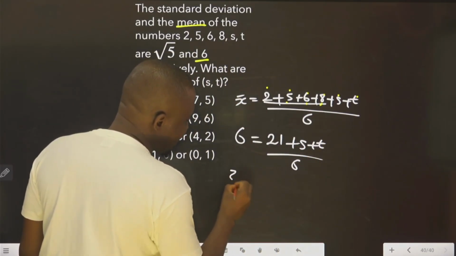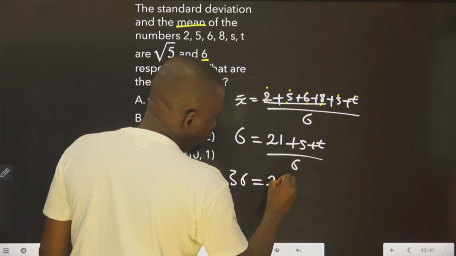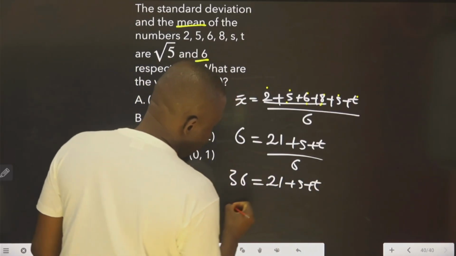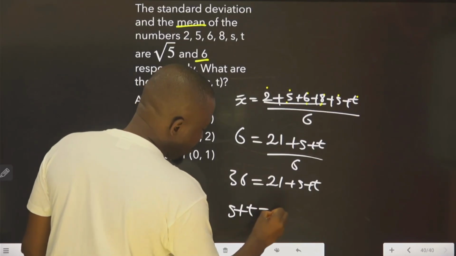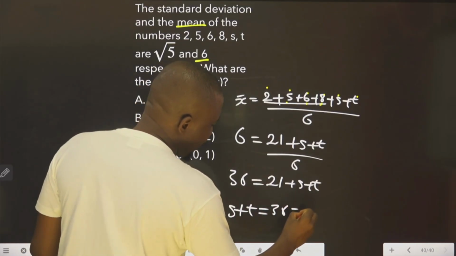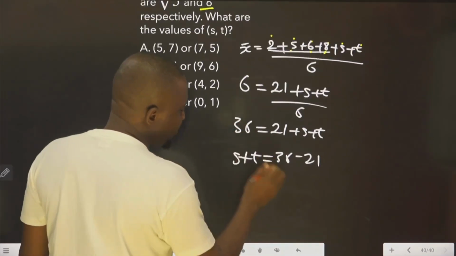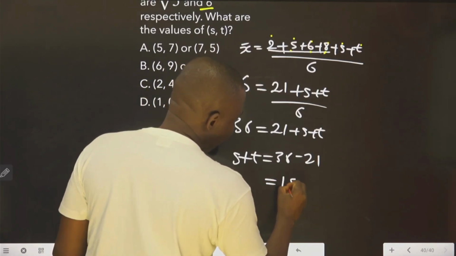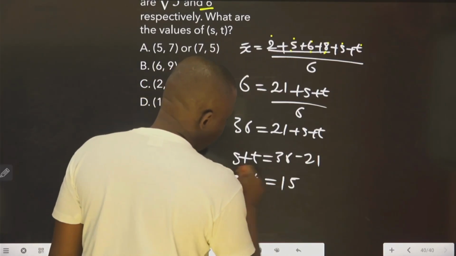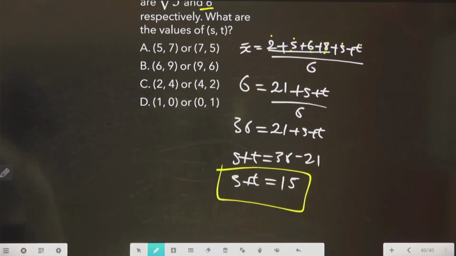We cross multiply, that is 36 equals 21 plus S plus T. S plus T is equal to 36 minus 21, which will give us 15. S plus T will give us this value. Okay? S plus T, that is 15.